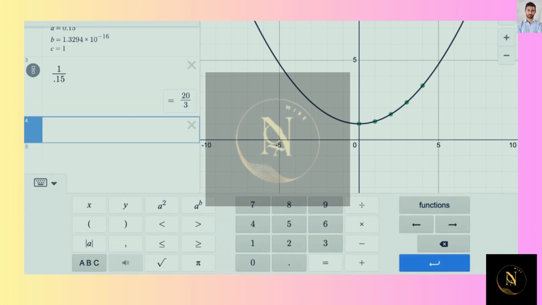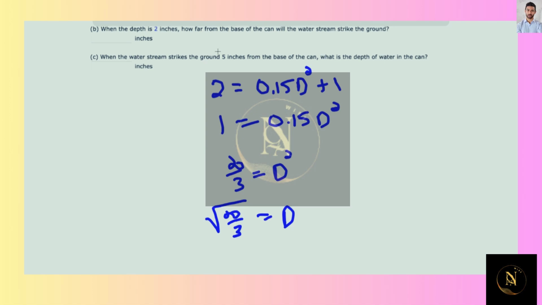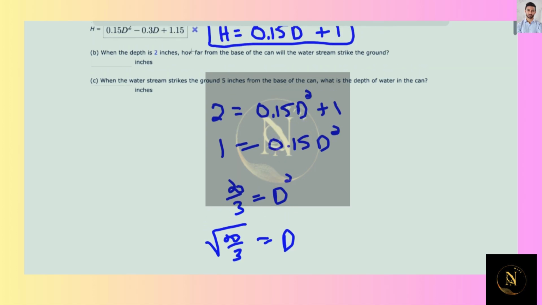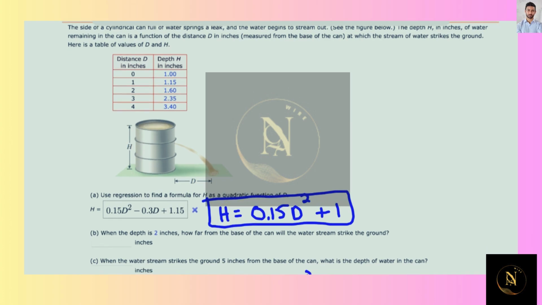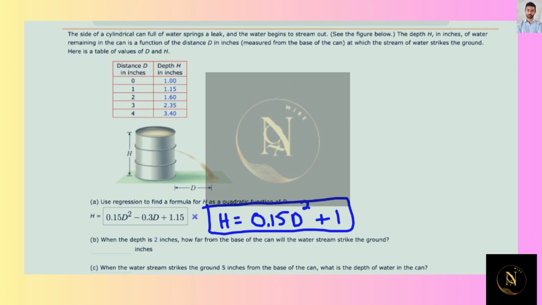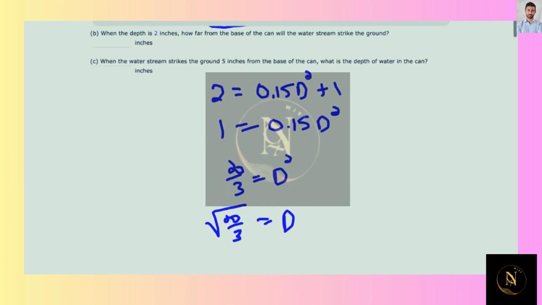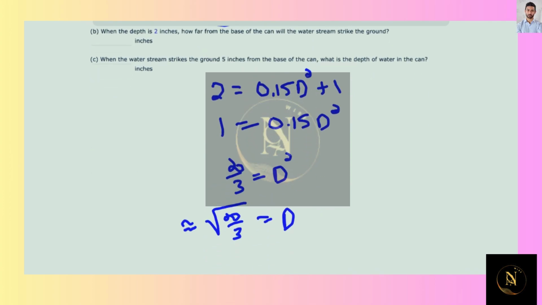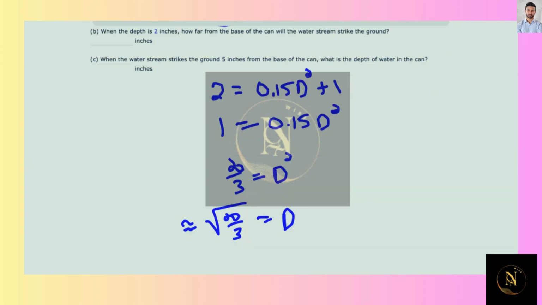And the square root of 20/3, does it say how to round? There's no mention of what you should be rounding to, but we would say about 2.58, or maybe you can say 2.6 inches.